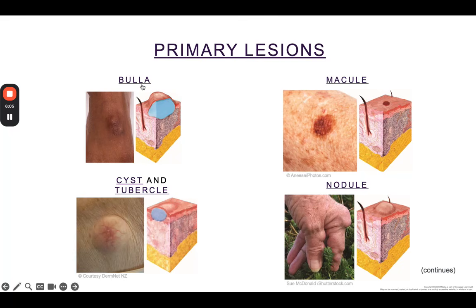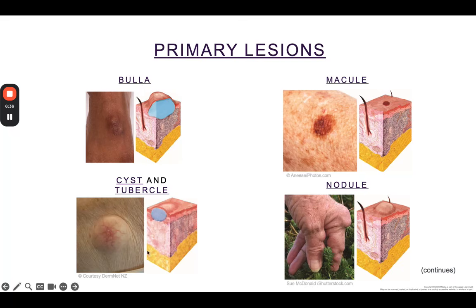Examples of a bulla may be contact dermatitis, possibly a large second-degree burn, bullous impetigo. Those would all be considered or fall under the description of a bulla. So on the high end, we call it a bulla. On the low end, we call it a large blister containing watery fluid.